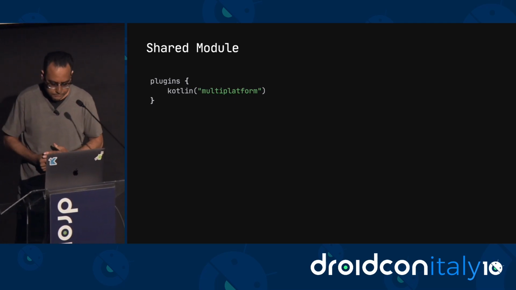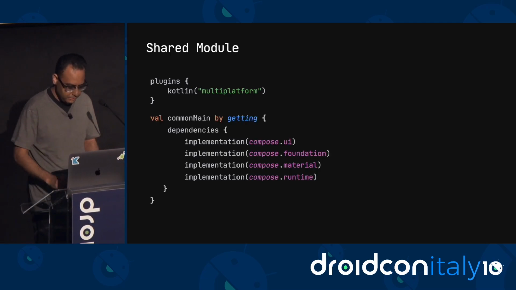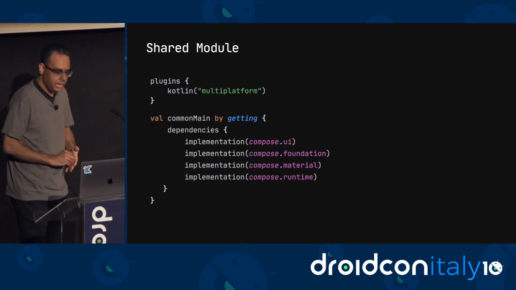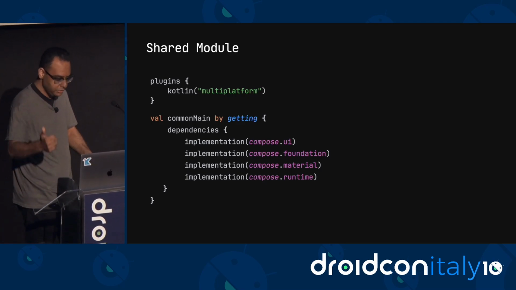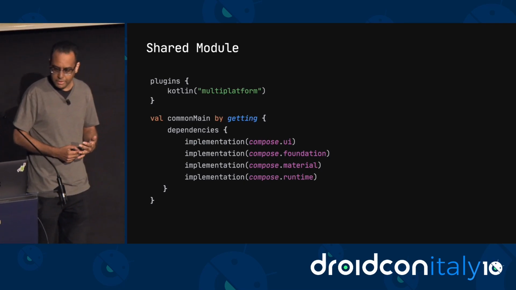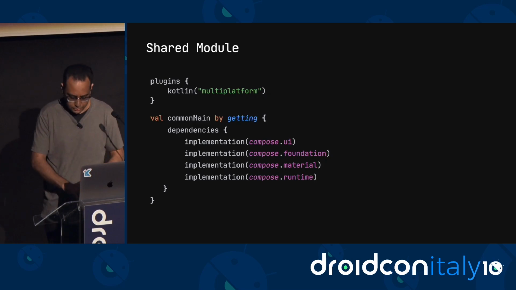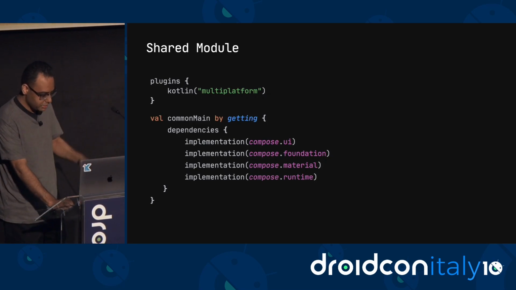And so in your build script, you specify Kotlin multi-platform, and then you specify some common dependencies. So the material compose dependency has KMM support. You have foundation, you have these other things, and you put them in there. So this goes in your common build script.